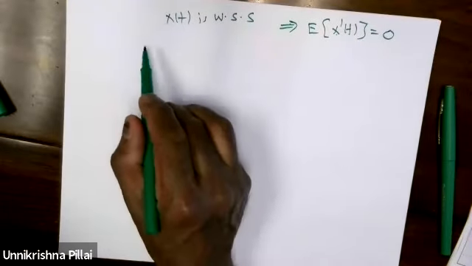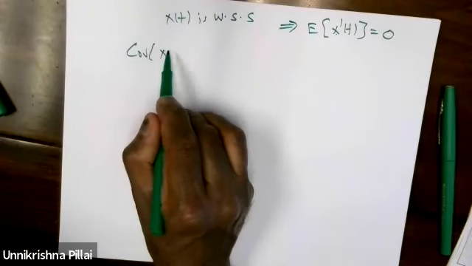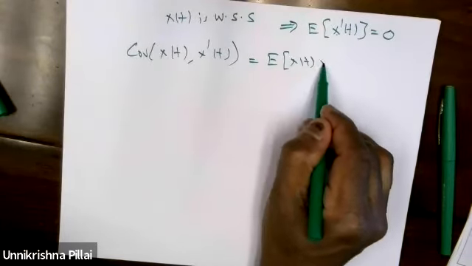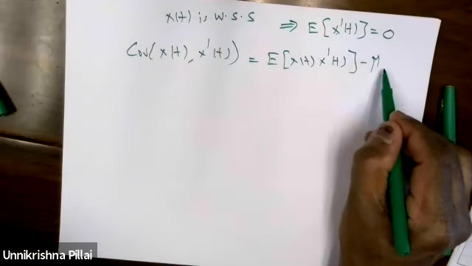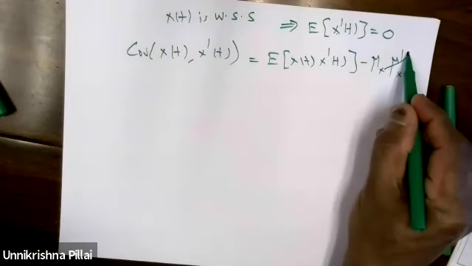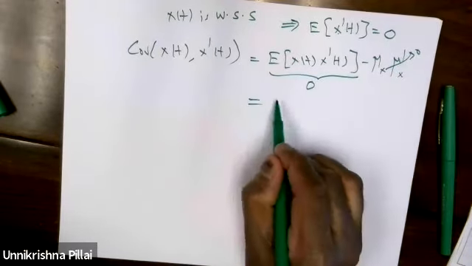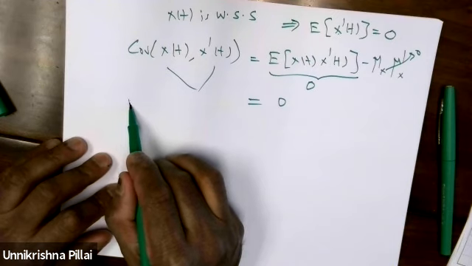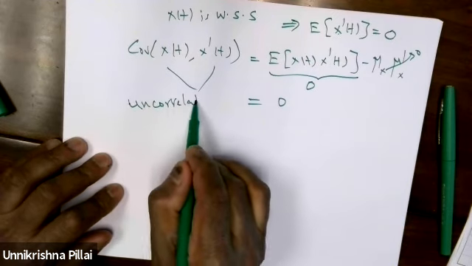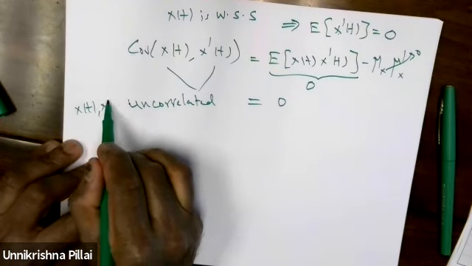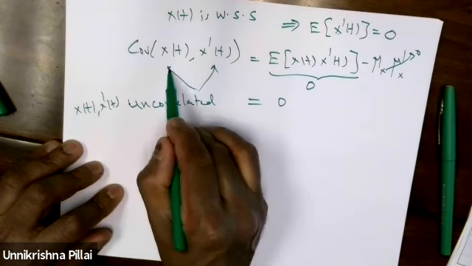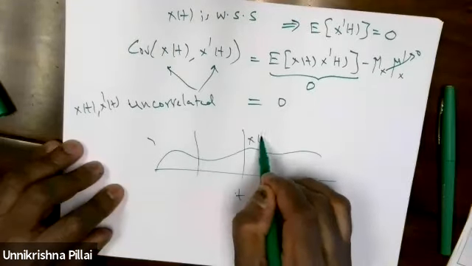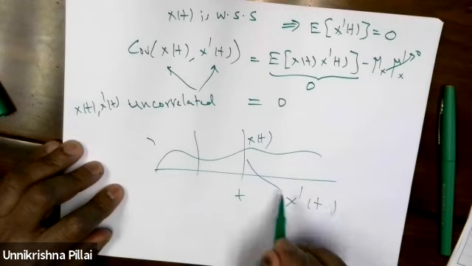And if they are orthogonal, what can you say about the covariance of x of t and x prime t? Covariance is the expected value of x of t, x prime t minus mu x, mu prime x. But this quantity is 0, and we know that this is 0. So covariance is 0. That means x of t and x prime t are, the derivative here. So what I'm trying to say is, at any time instant, if you take x of t and compute its derivative, these two are uncorrelated.